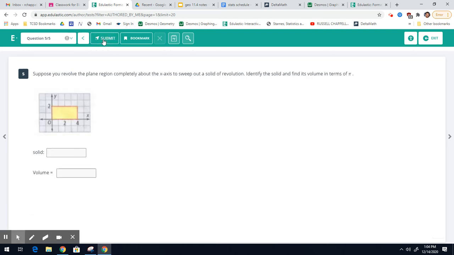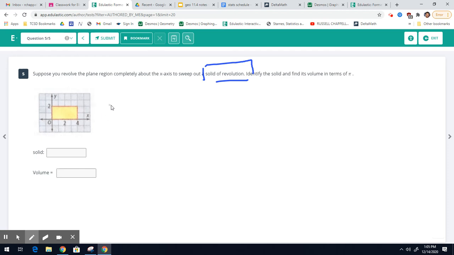All right, last but not least here, it says, suppose you revolve the plane region completely about the x-axis to sweep out a solid of revolution. Identify the solid and find its volume in terms of pi. So we did this in 11.1, right? Solids of revolution. So we have a rectangle.